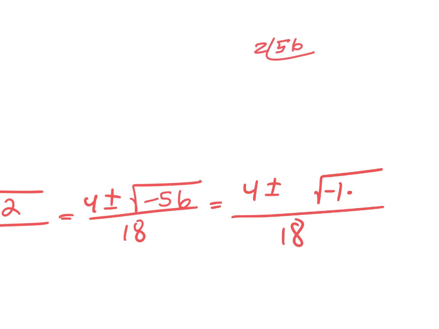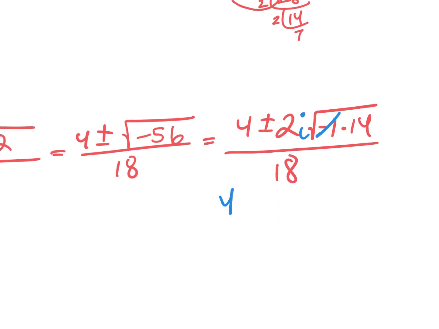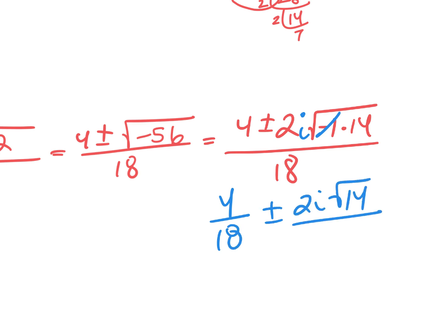56. 2 goes into 5 2 times with 1 left over, so 8. 2 goes into 28 14 times. 2 goes into 14 7 times. So whatever pair you can pull out goes out in front. What can I put out in front? 2. Is there anything else that has a pair? No? So 2 times 7 goes inside, 14 here. And then what can I take out with that negative 1? This becomes an I. Good. So you have 4 over 18 plus minus 2I root 14 over 18.